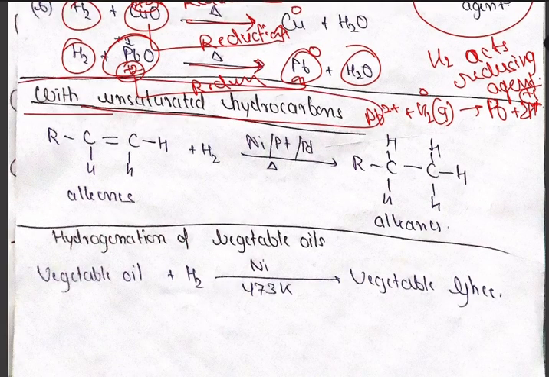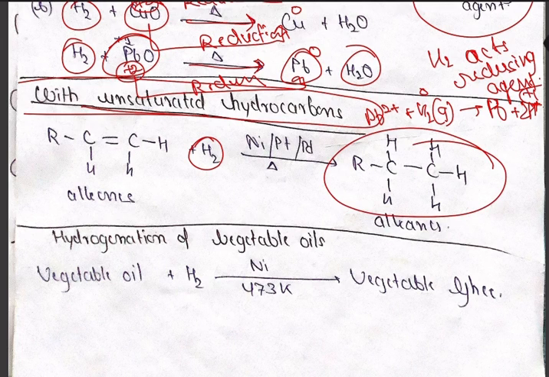Now with unsaturated hydrocarbon, we will react dihydrogen with the unsaturated hydrocarbon. With nickel, platinum, palladium and heat, we will get the alkanes. From unsaturated hydrocarbon, we can convert it to saturated hydrocarbon, that is, hydrocarbon having no double or triple bond.